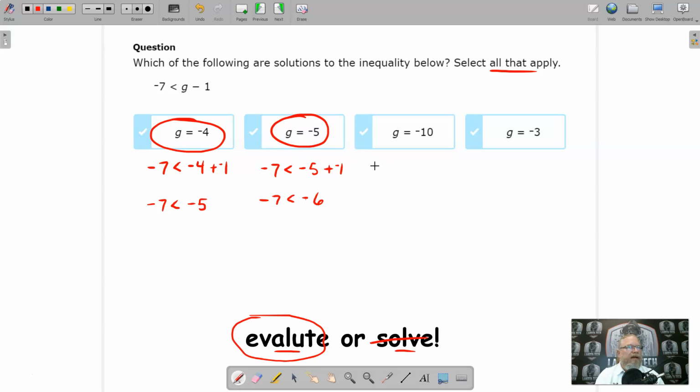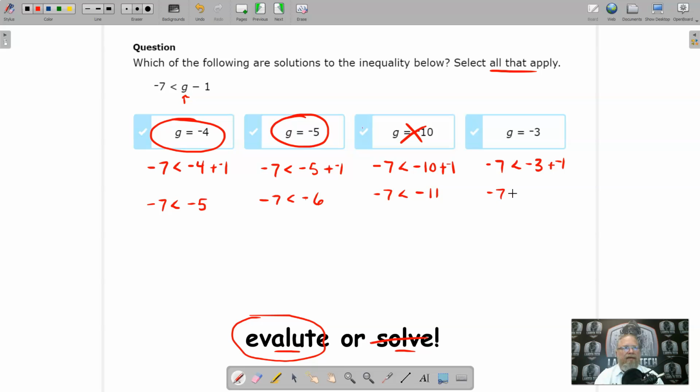Here we have -7 less than, and what's the value of g? -10. We're going to subtract 1, which is actually plus a -1. So I end up with -7 is less than, and then -10 plus -1 is -11. Is -7 less than -11? No, that is not true. -7 is actually greater than -11. So this is not a correct choice. And finally, -7 less than -3. Again, just substituting that value of g here, and then putting in the -1, which is plus a -1.